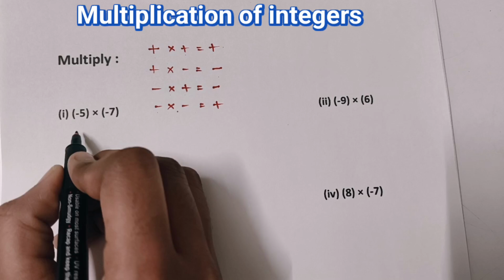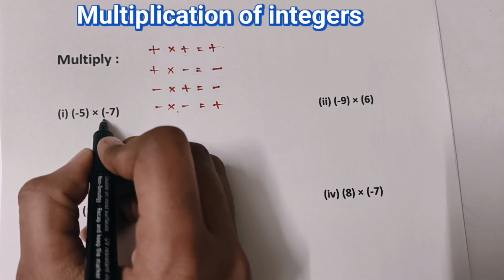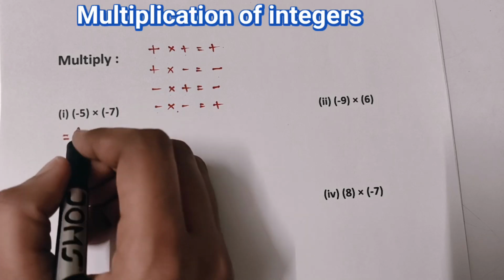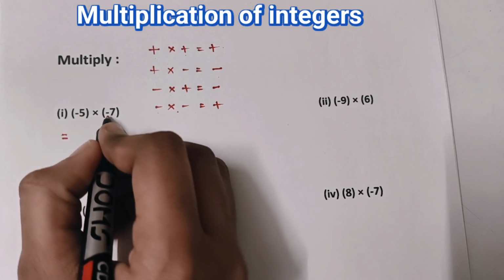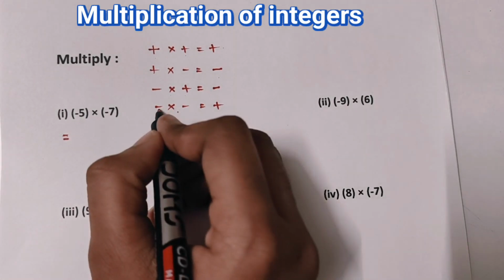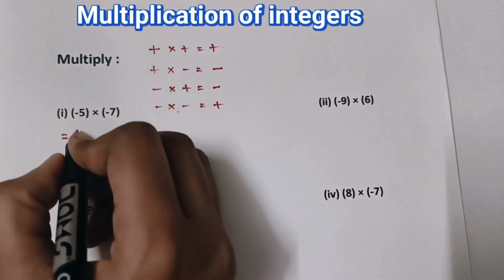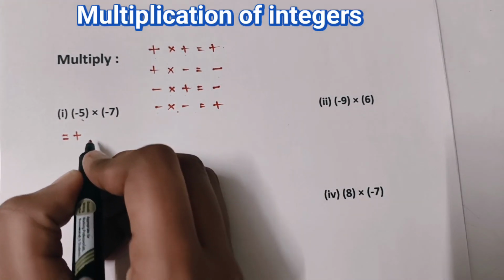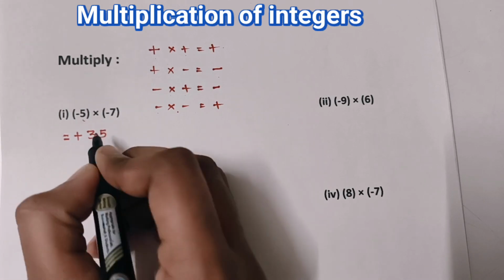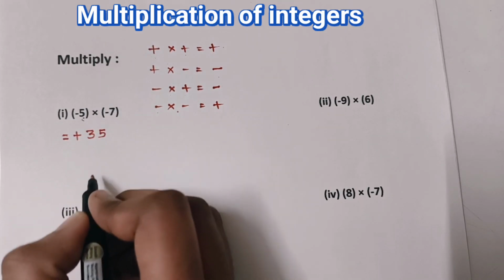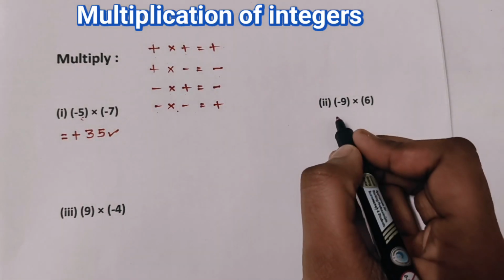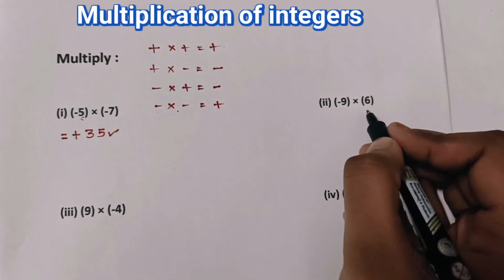Here, first question, we have minus 5 into minus 7. So equals, first let's multiply the symbol, that is minus into minus. So here for minus into minus we have plus. Plus, now 5 times 7, that is 35, because 5 sevens is 35. Answer is plus 35.